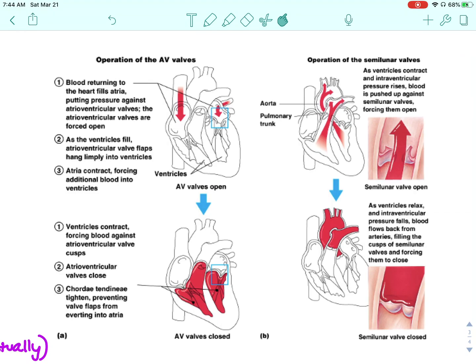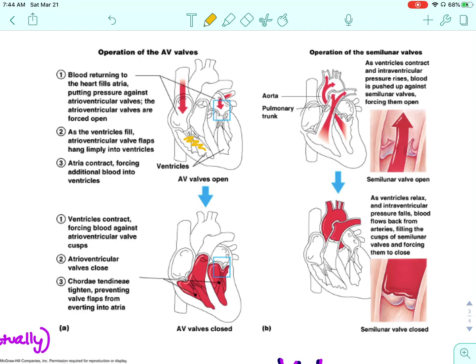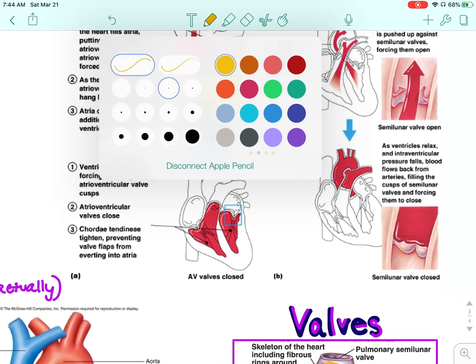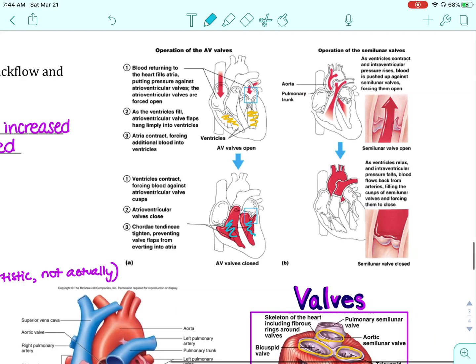So here is how the atrioventricular valves and the semilunar valves work. The blood returning to the heart fills the atria, putting pressure on the valves. Then the valves are forced to open, just like a door. As the ventricles fill down below, the atrioventricular valve flaps hang limply into the ventricles, and when the atria contract, the blood flows into the ventricle. Then when the ventricles contract, the lower rooms, the atrioventricular valve shuts, and the chordae tendineae tighten.